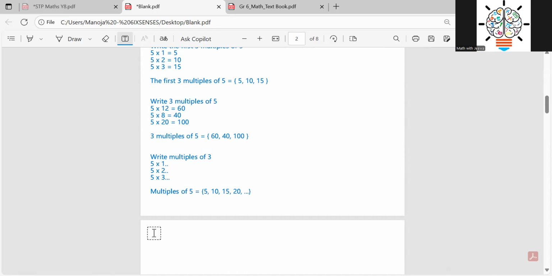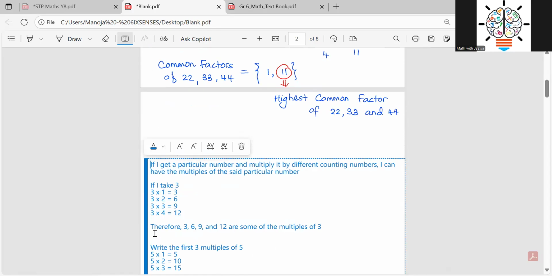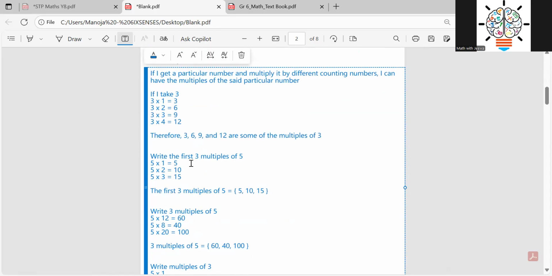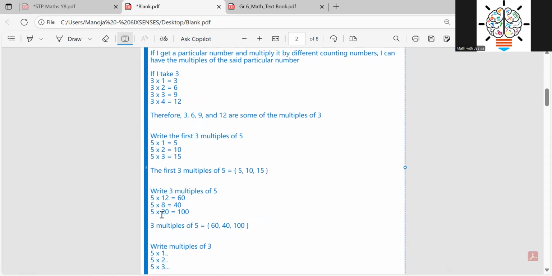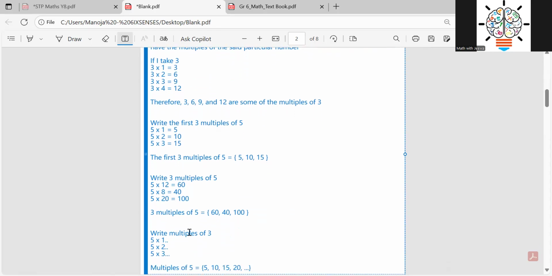Or else, sometimes there can be a question like this. Write 3 multiples of 5. Here I made another mistake, children. 3 multiples of 5. Write multiples of 5, it should be, right?